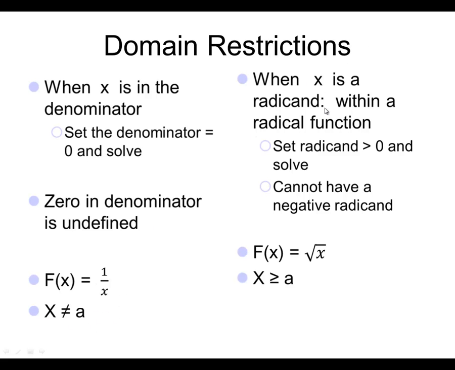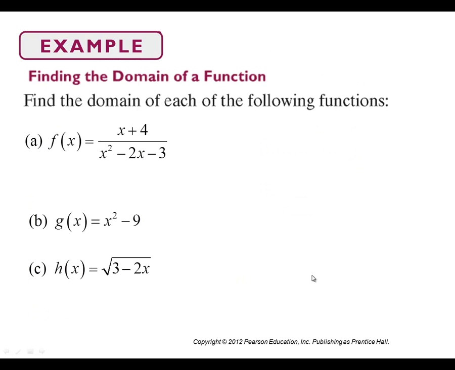When x is a radicand, or inside the radical expression, the radical sign, you set the radicand to greater than or equal to 0 and solve. You cannot have a negative radicand. So you set the radicand to greater than or equal to that number. Let's look at some examples here.